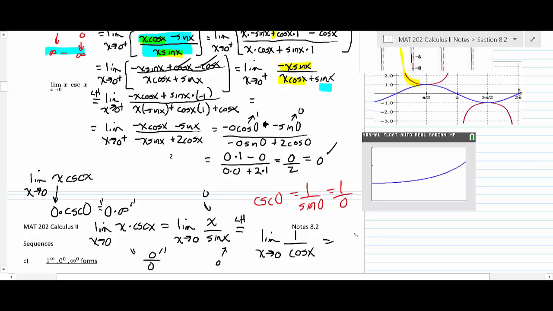So this one's easy. That's 1 over cosine of 0. So that's 1 over 1. Therefore, the value of that limit is going to be 1. Okay? Classic Calc 1 problem. Does that look okay to everybody? And we're going to do this lots of times when we're dealing with sequences and series.